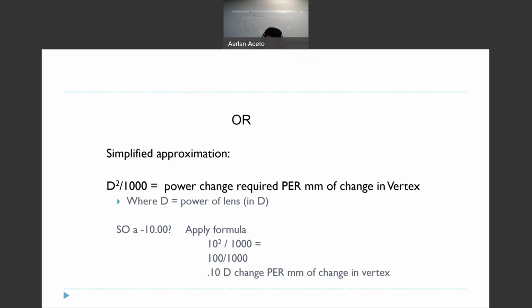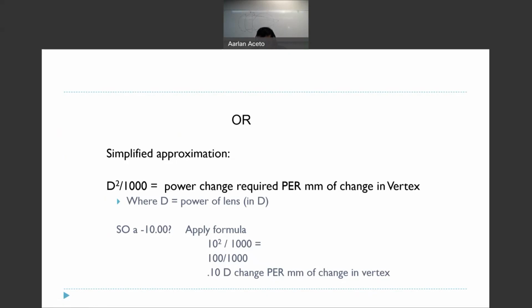So how would we do this? Well, let's use the -10, for example. If I apply the formula, power squared divided by 1,000, 10 squared is 100. 100 divided by 1,000 is 0.10. That's a 0.1 diopter change for every millimeter of change in vertex. So if we had an eyeglass prescription, well, I told you that the doctor prescribed it at 14, you fit it at 10, there's a 4 millimeter change.